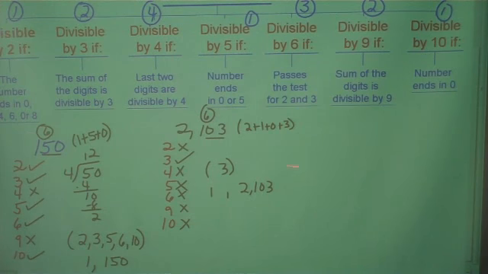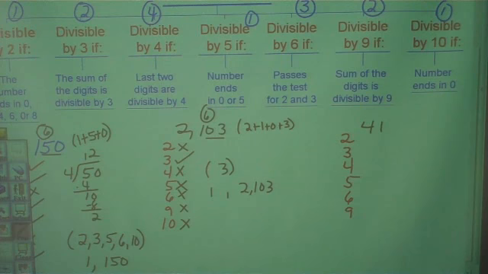Both of these are therefore composite numbers since they pass at least one of the divisibility tests. Now let's try one that fails all tests. Let's try 41. We're going to test 41 for 2, 3, 4, 5, 6, 9, and 10.